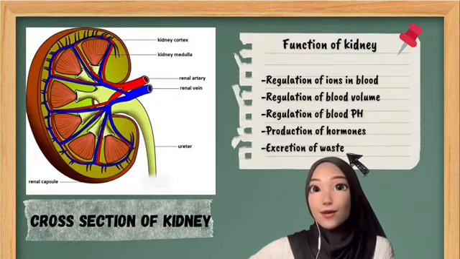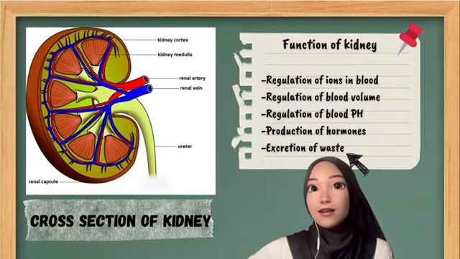Okay, now going deeper into our kidney, as you can see here is the cross sections of kidney, which consist of kidney cortex, kidney medulla, renal artery, renal vein, ureter, and renal capsule. Here is the functions of kidney. Kidney are responsible for the regulations of ions in blood, regulations of blood volumes, regulations of blood pH, productions of hormone, and excretions of waste.